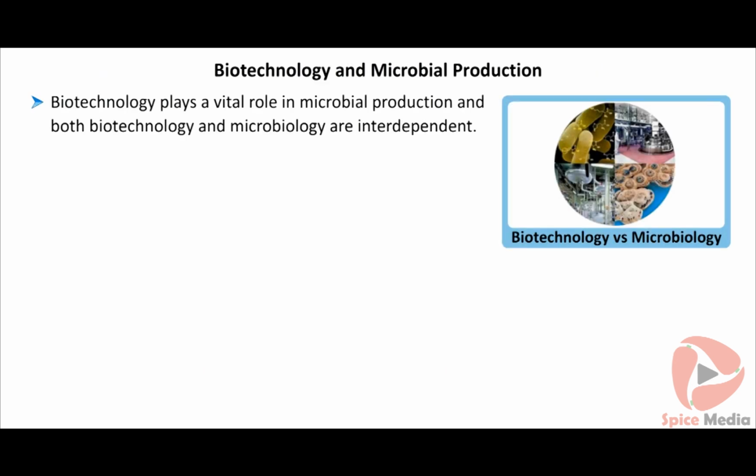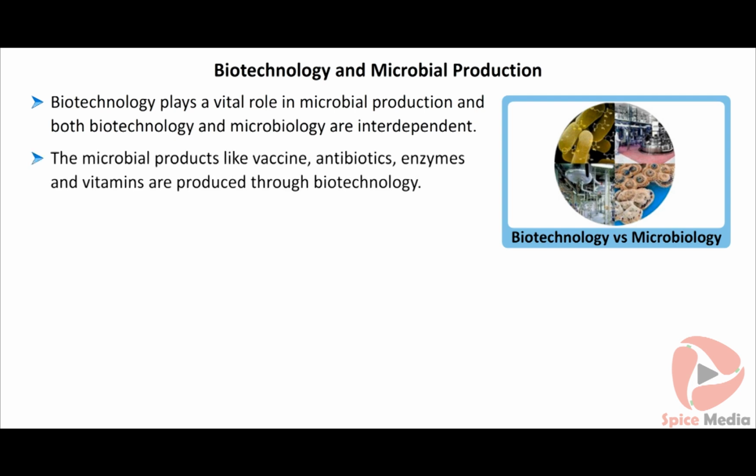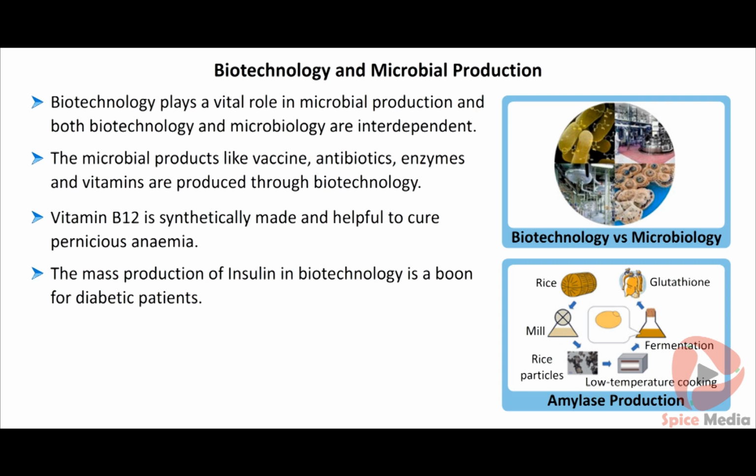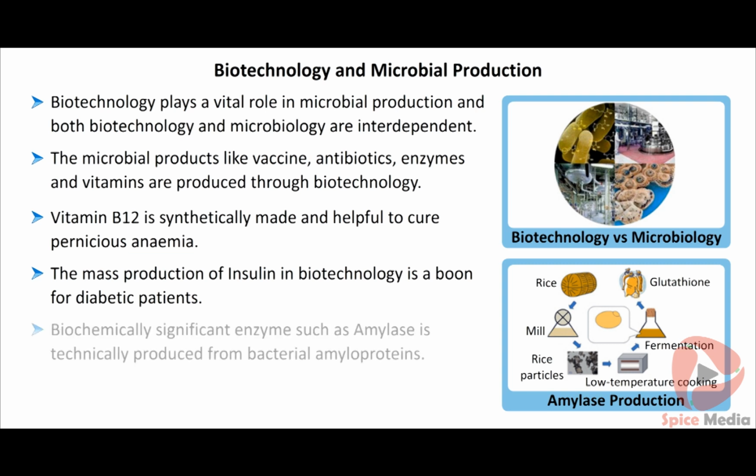Biotechnology plays a vital role in microbial production, and both biotechnology and microbiology are interdependent. Microbiology products like vaccines, antibiotics, enzymes, and vitamins are produced through biotechnology. Vitamin B12 is synthetically made and helpful to cure pernicious anemia. The mass production of insulin in biotechnology is a boon for diabetic patients. Biochemically significant enzymes such as amylase are technically produced from bacterial amyloproteins.